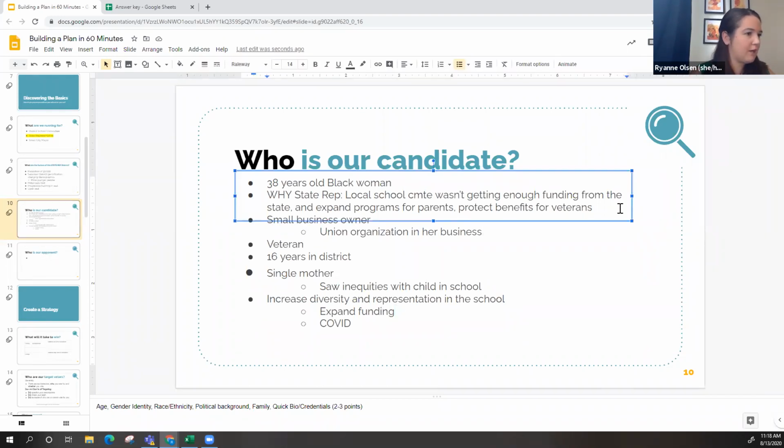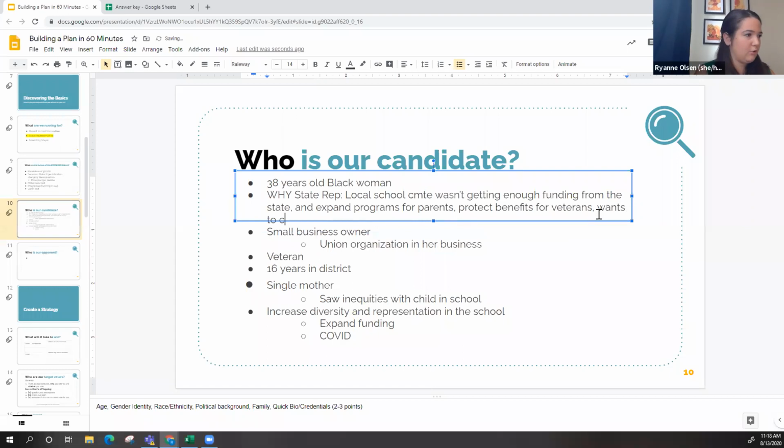And then two, when we're talking about why she's running for office, right? She saw inequities with her own child in school, but she also wants to create more opportunities for business owners.